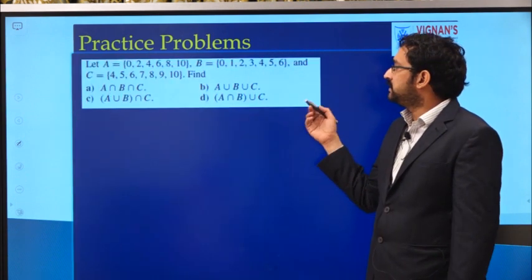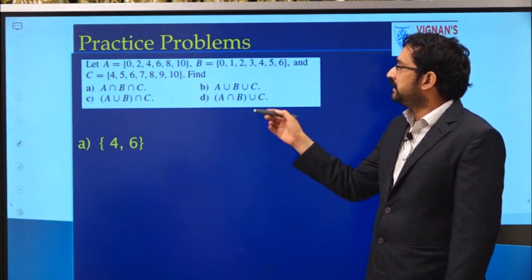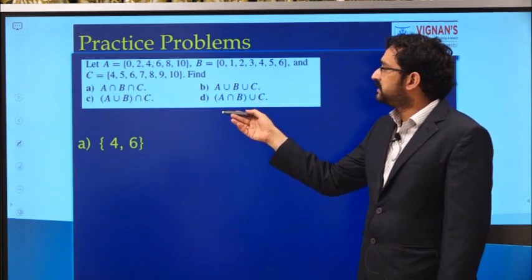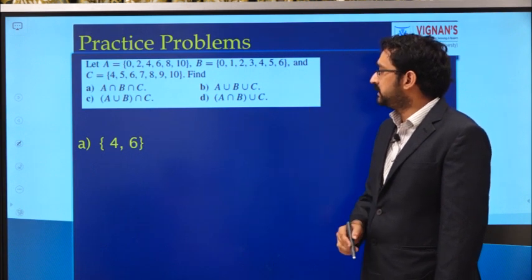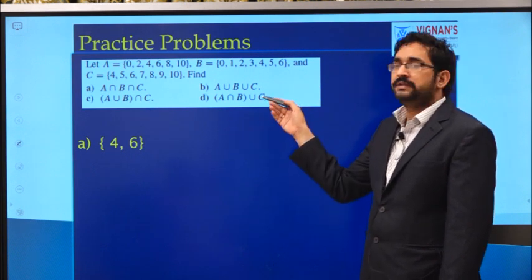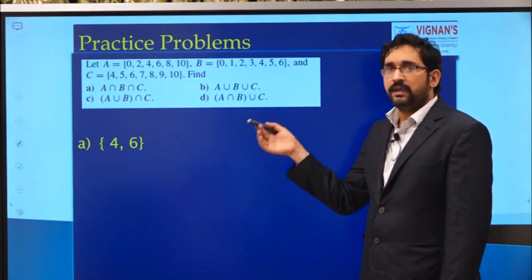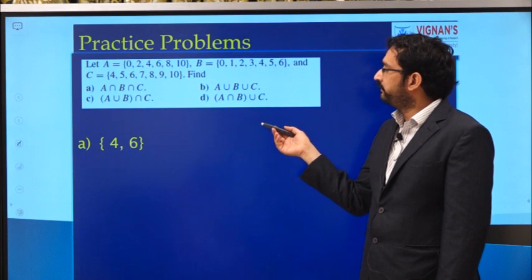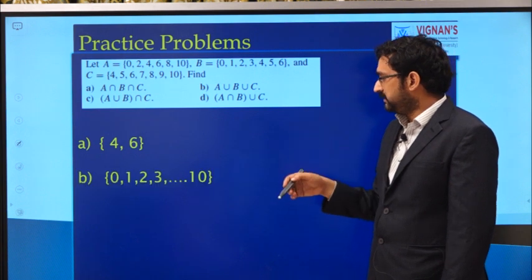Here three sets are given: A, B, C. You have to find their intersection and union. So here A intersection B intersection C is what is common to all three sets. So the solution is 4, 6. Second is A union B union C. That is the set which contains elements in either A or B or C. So A union B union C contains the set of 0, 1, 2, 3, 4, 5, 6, 7, 8, 9, 10.